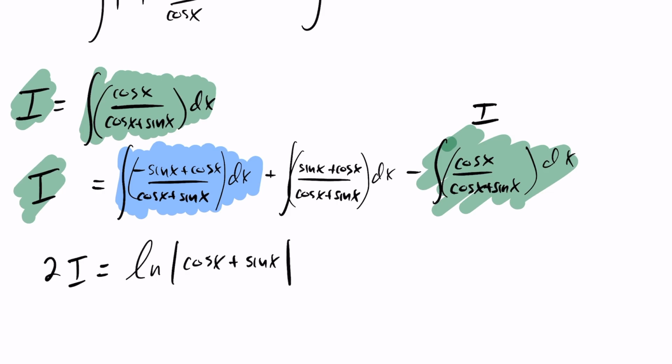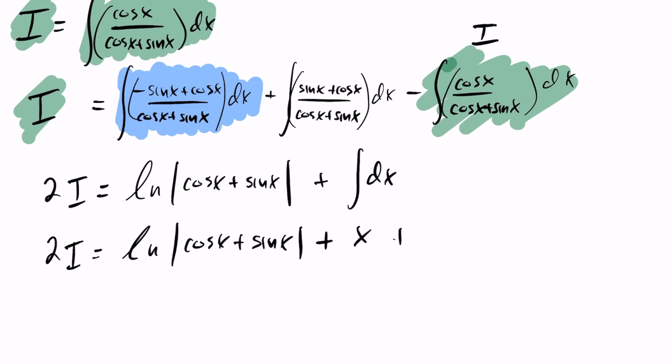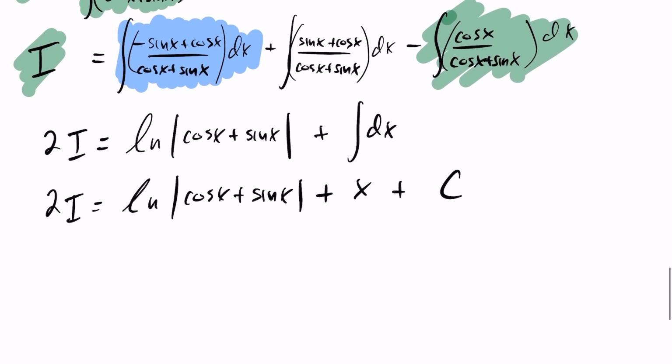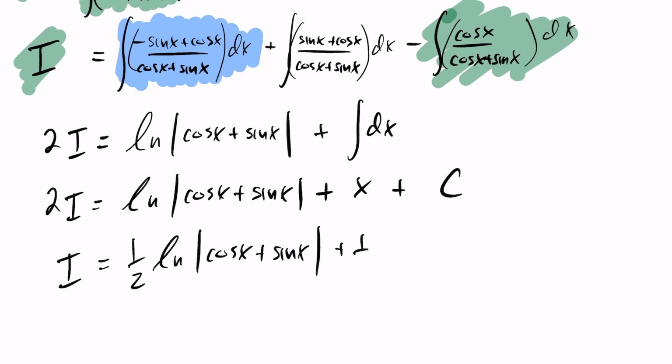And this right here is essentially just asking you for the integral with respect to x, right? As that just simplifies to become 1. So now we end up having 2I is the ln of the absolute value of cos of x plus sine of x, plus this ends up being x plus some constant term. And to finish this off here, we can go ahead and divide across by 2, giving me 1/2 the ln of the absolute value of cos of x plus sine of x, plus 1/2 x plus constant term c.